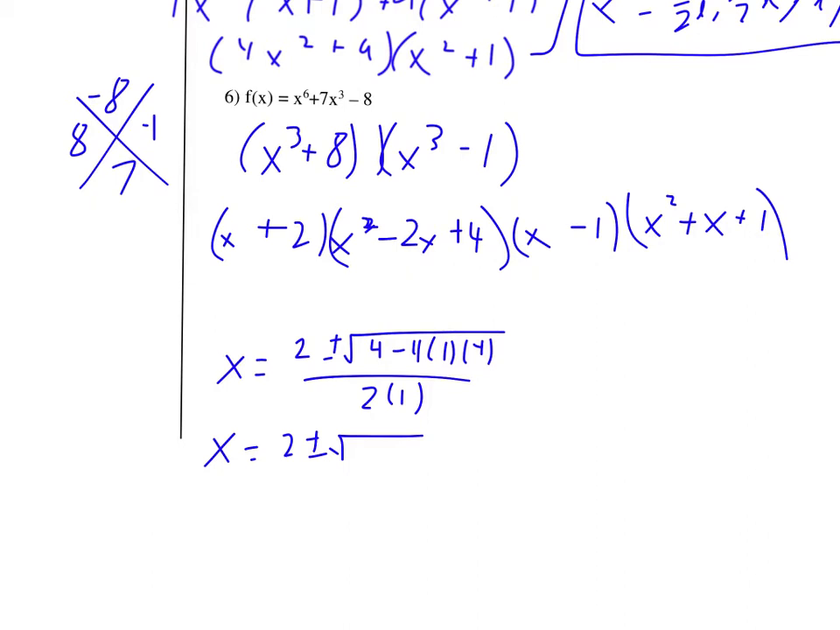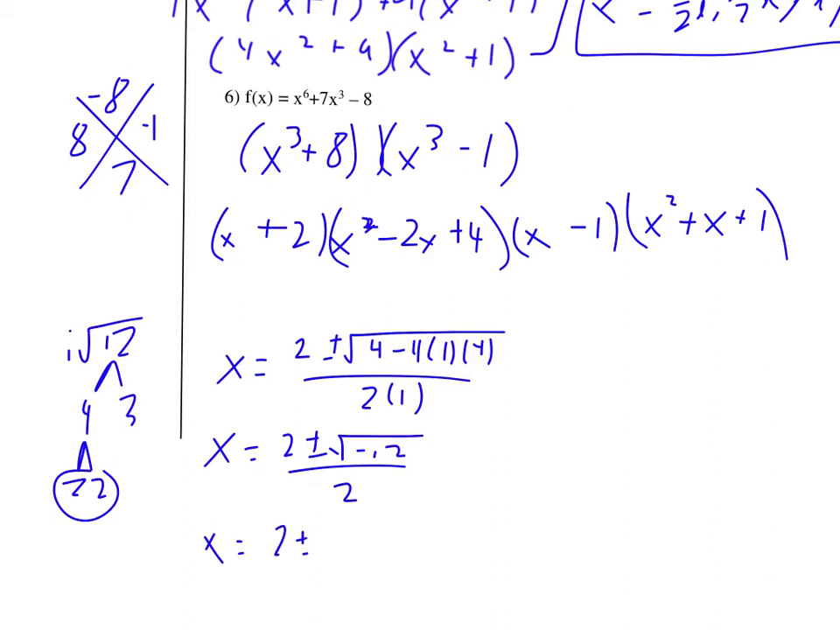So let's see, this is 4 minus, that's a 4 in there. So 4 minus 16 is negative 12. Okay, so I know that that's going to be i rad 12, so I'm going to break down the 12 and look for twins. So we've got 2 and 2. So we're going to get x equals 2 plus or minus 2i rad 3 all over 2, which is just going to reduce to 1 plus or minus i rad 3 if I divide all of those by 2. Okay, so there's my zeros there.